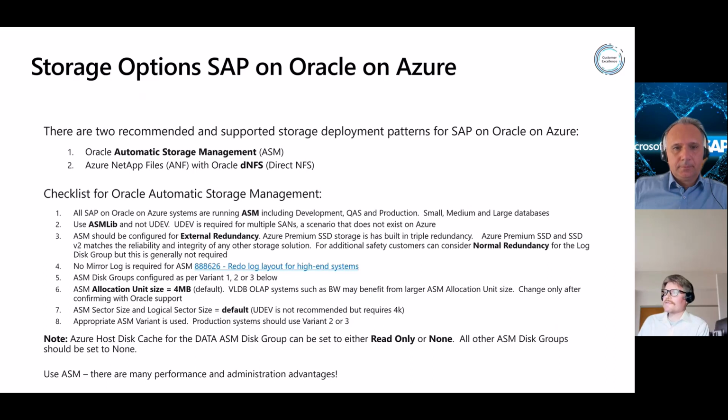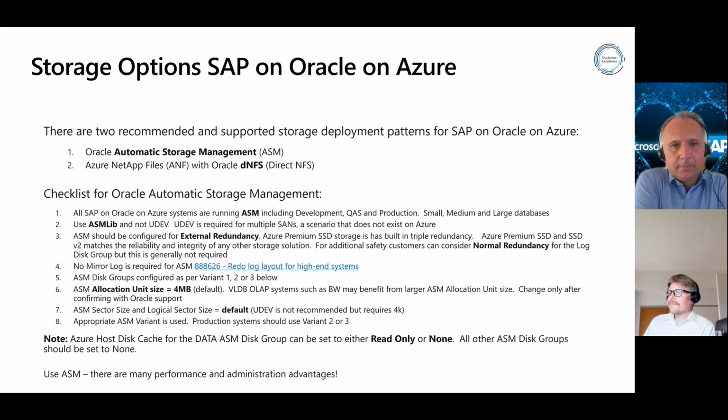And you have the option to improve reliability with the ASM normal redundancy feature, and switching off the mirror log and using normal redundancy is going to save IOs as well. So ASM is recommended for development, QA, and production, small, medium, and large databases. It's not a case of only needing ASM for large databases. Not at all. It really should be the default.